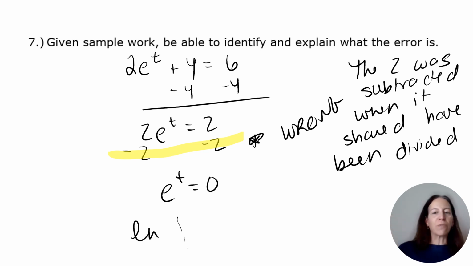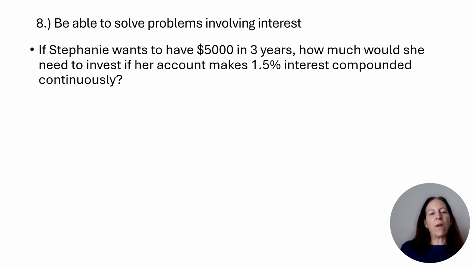Just like the 2 is subtracted when it should have been divided. The 3 was multiplied when it should have been divided. The base and the argument are switched when we converted it to a logarithm. Like whatever the mistake is, be able to identify it and explain what it was. And lastly, be able to solve problems involving interest.